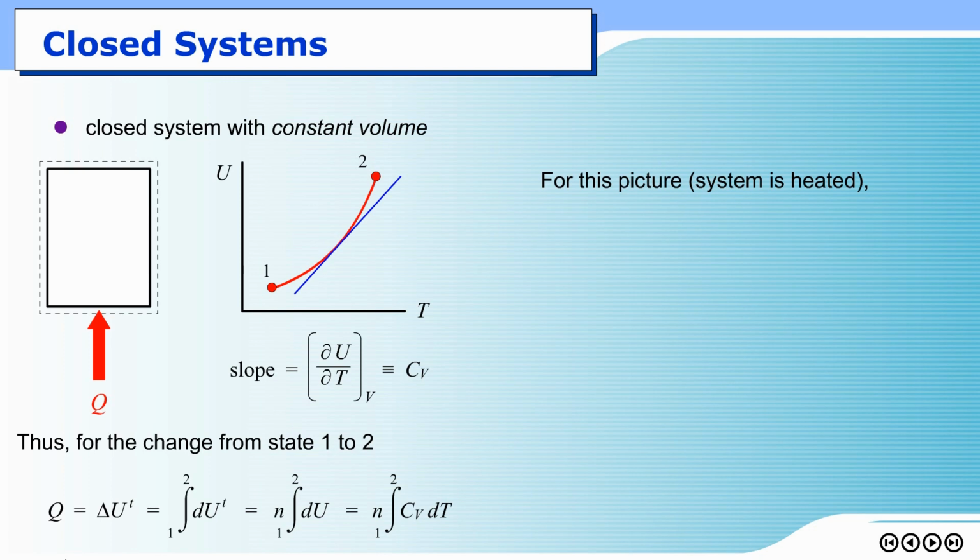For this particular picture, when the system is heated, we can imagine that energy after heating would be higher than before heating, and therefore the temperature will be increased as well. But the system walls are rigid, so the total volume does not change. If the total volume does not change, the molar volume will not change either. So V2 is equal to V1 at this point.